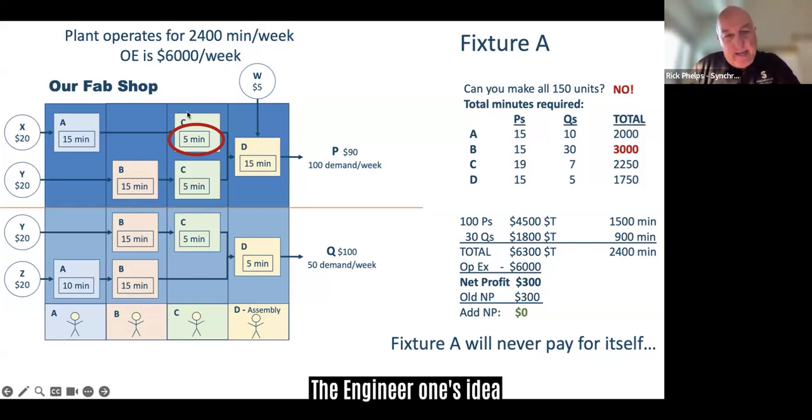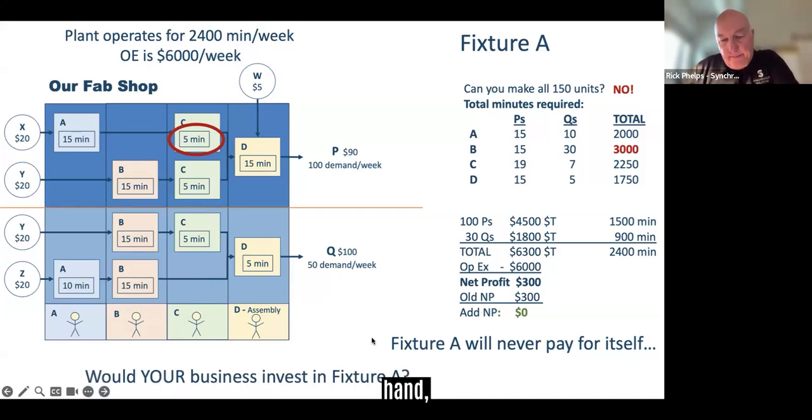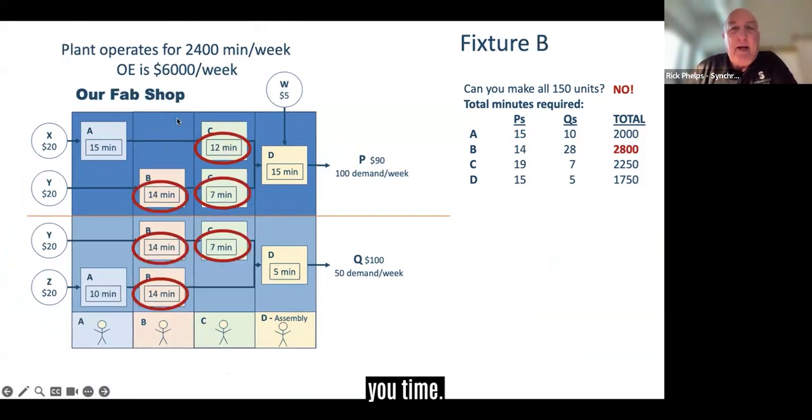Engineer 1's idea of saving time in a non-constraint is a non-starter. It doesn't have any value. You're just giving somebody who has extra time already more extra time. On the other hand, would you invest in A, right? Chances are yes, because it would save you time.